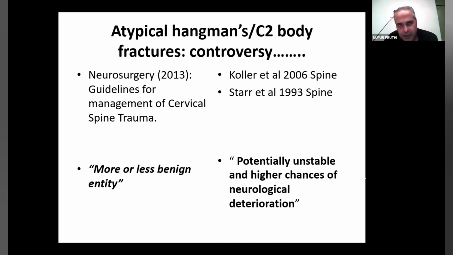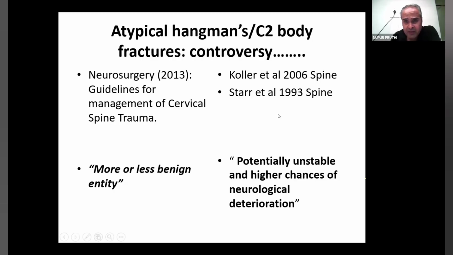Now, some of the residents might have recently passed, and if they are aware of this, in the year 2013, 12 years back, there were guidelines published for management of cervical spine trauma. And these kinds of fractures were interestingly labeled as more or less benign entities. What that means is, according to them, the management is simply to put them in a collar, or maybe a Philadelphia collar or a halo brace. Now we all know how the compliance is with the halo brace.